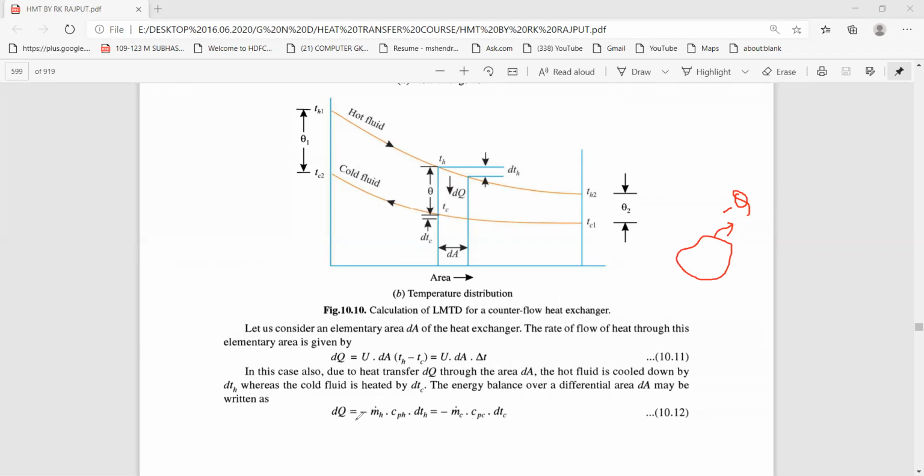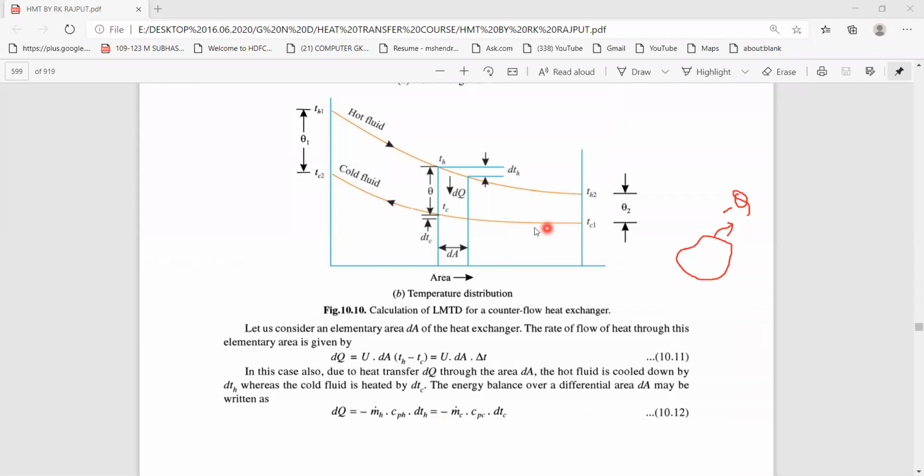Fine. Similarly, dq equals minus m dot c cpc into dTc. Here also we have considered the minus sign, because if you see, as the length of the heat exchanger is increasing, the temperature of the cold fluid is decreasing. So please try to understand this.